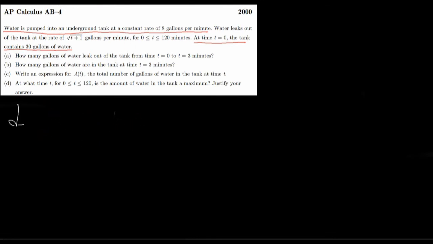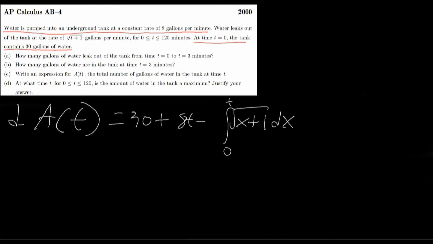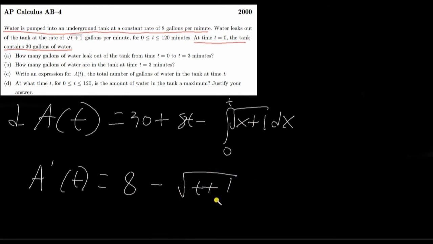So first let me rewrite A of t, and then we'll see what we can do from there. Okay, so now that I wrote down A of t, we want to find out when this expression is at a maximum. So we're going to take the derivative of this, A prime of t. And if we do that, the 30 goes away, the 8t becomes an 8. And then we're taking the derivative of an accumulation function, so it's just going to be the square root of t plus 1. And we want to find out when this is 0, right? Because that's when it's at a maximum, a critical number.